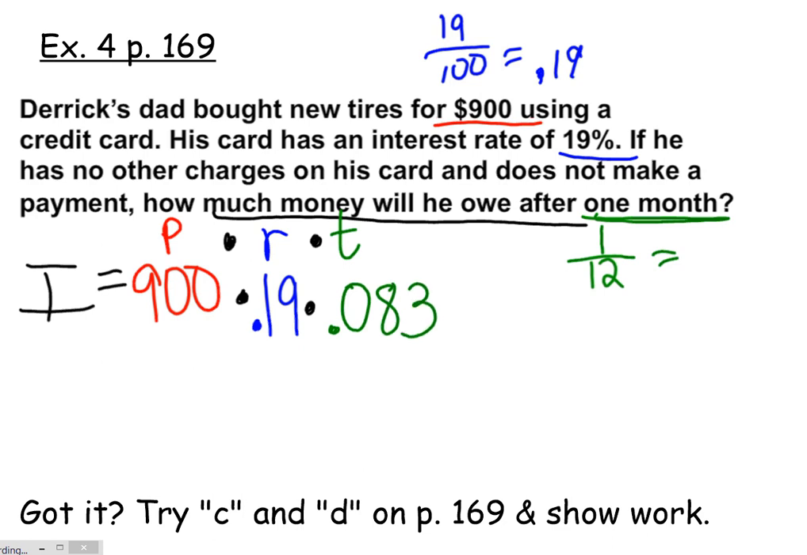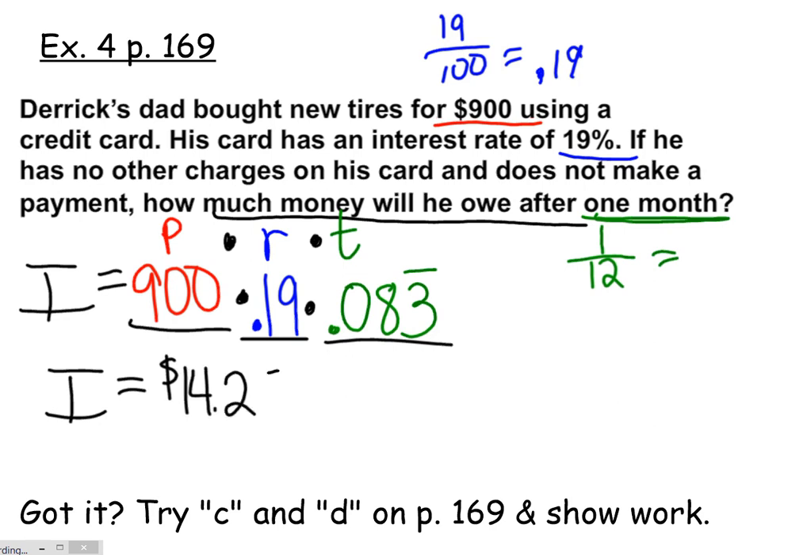So I'm going to use this. Keep that number in your calculator, and I'm going to multiply these 3 numbers, 900 times 0.19 times 0.083. When I calculate that, I get a total of $14.25 because I round up to the nearest cent. So $14.25 is the amount of interest.